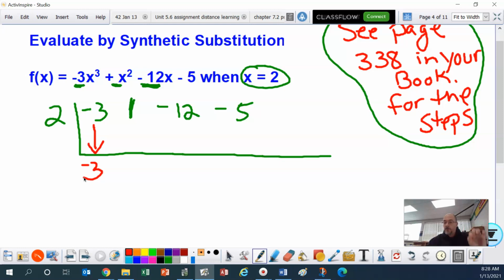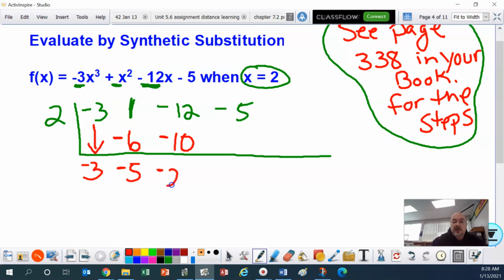Now we're going to take the 2 and multiply it to the -3. 2 times -3, we're going to put -6 right there. Now we're going to add 1 and the -6, or 1 minus 6. That's -5. That's going to go underneath. Then I'm going to multiply the 2 and the -5. 2 times -5 is -10. I'm going to write that product underneath the -12. Now I'm going to combine those two. At any time you don't get it, rewind and watch me do it again, look in your book also with that example I showed you.